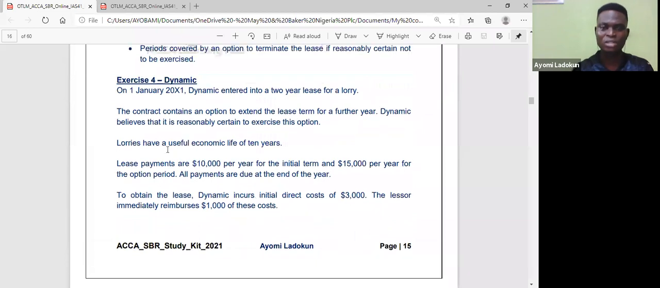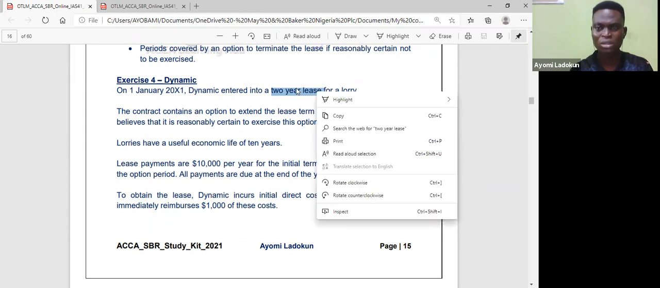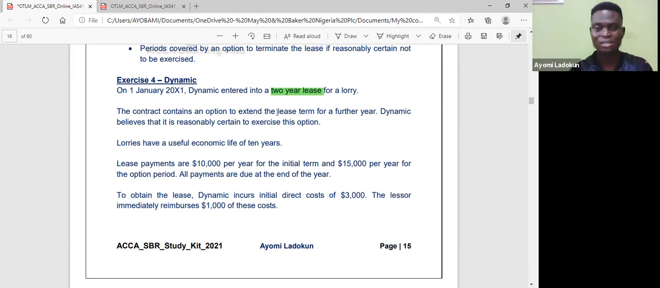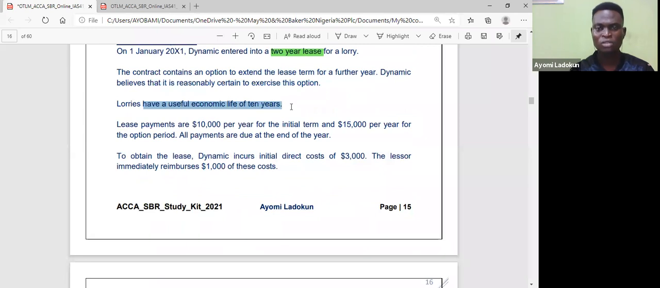On 1st January 2021, Dynamic entered into a 2-year lease for a lorry. So when I see that statement, I know straight up that this might be talking about leases, okay? The contract contains an option to extend the lease term for a further year. Dynamic believes that it is reasonably certain to exercise this option. The lorry has a useful life of 10 years. Lease payment is $10,000 per year for the initial term and $15,000 per year for the option period. All payments are due at the end of the year.